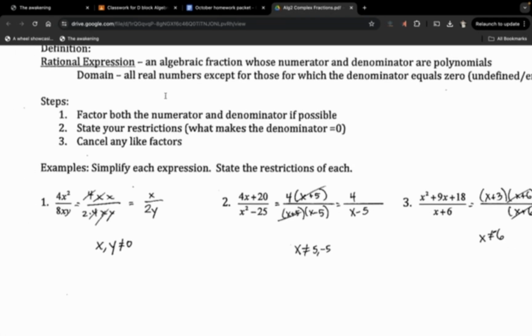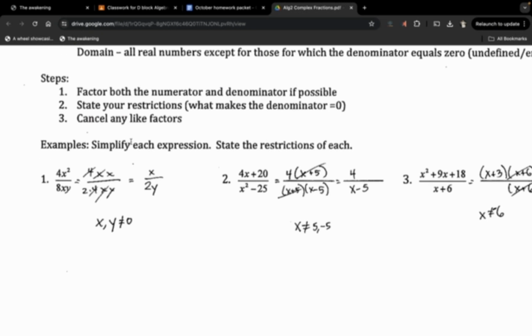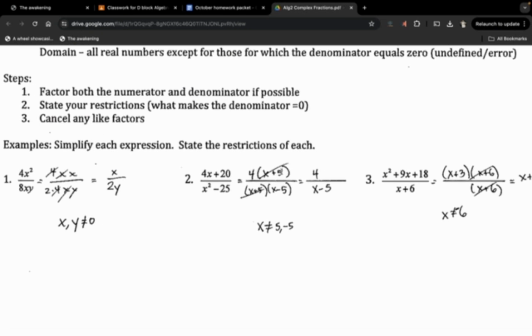So anyway, here are the steps to solving this. One, you want to factor both the numerator and the denominator if it's possible. If it's not possible, you just leave it, of course. Two, state your restrictions, and then cancel any like factors, which means cancel any like terms. So here we have x plus 5, and at the bottom we have x plus 5, so we just cancel it out like that.